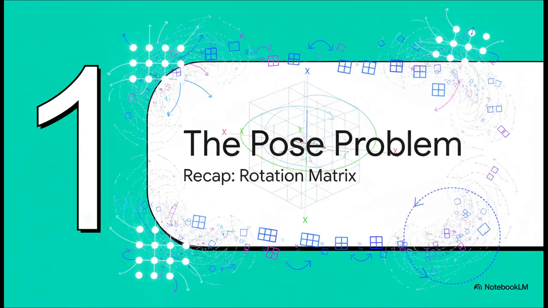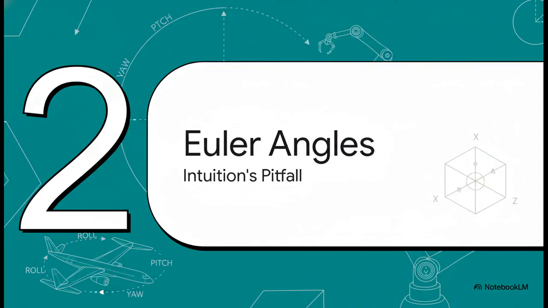Okay, so let's quickly revisit our starting point. The rotation matrix is, without a doubt, powerful. It lets us chain rotations together with simple matrix multiplication, which is incredibly efficient for a computer. But like we just said, it's using 9 parameters to describe a 3-degree of freedom problem. And that redundancy, that's the whole reason we're even looking for other ways to do this. And that search for simplicity, well, it leads us straight to Euler angles.